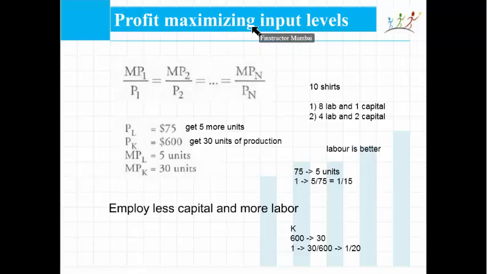So the profit maximizing input level is where MP by P, that is this 5 by 75 and this 30 by 600, would have been the same. That means I'm indifferent. Whether I spend on labor or I spend on capital, both are giving me the same amount of produce. So profit maximizing input level is where marginal product per dollar spent is the same for all inputs to production.